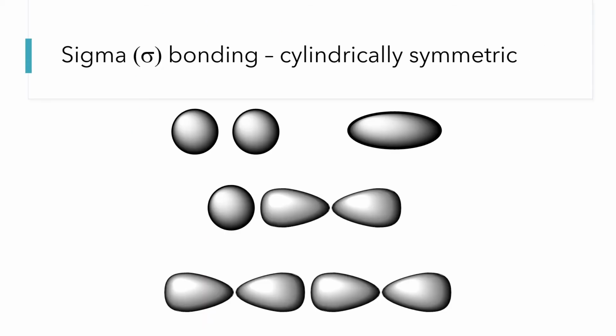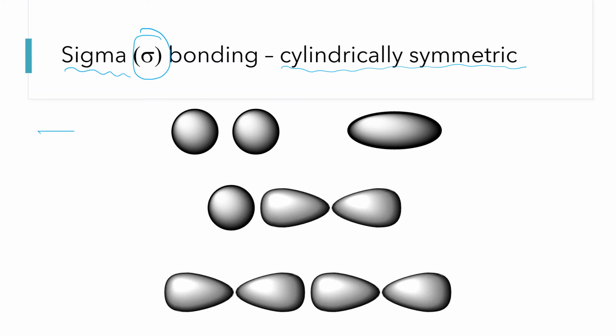There are a couple of different ways that orbitals can overlap, and I'd like to illustrate it with a series of diagrams. The first one of these is known as sigma bonding. We're going to use the lowercase Greek letter sigma for that. The way that we identify sigma bonding is that the electron distribution is cylindrically symmetric. And I'll explain a little bit more what that means in just a moment.